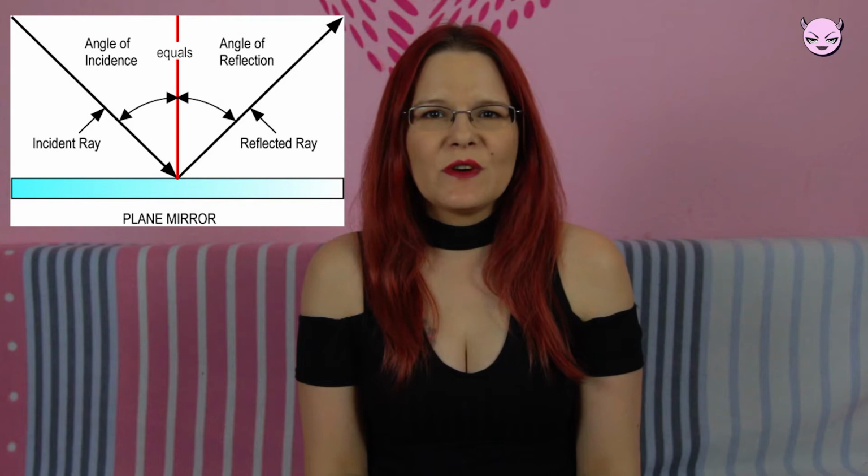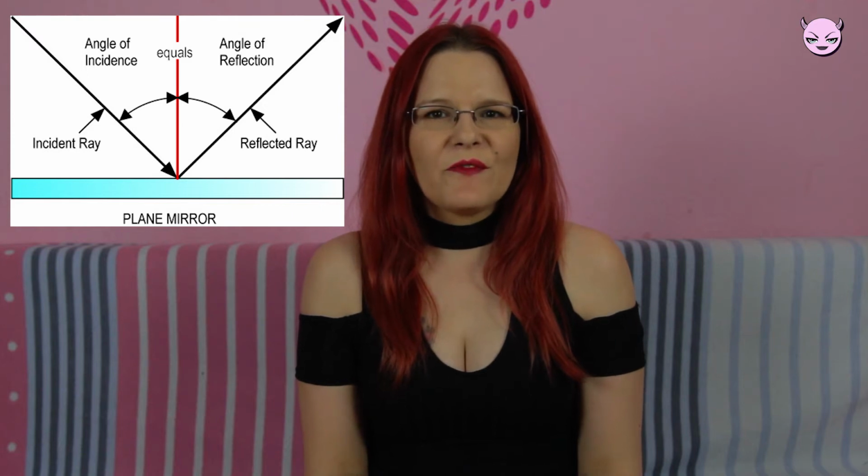I try to keep it simple. We all know what reflection is. For example, if we stand in front of a mirror and shine a narrow beam of light at it, we get a narrow beam of light reflected back off it. This is called specular reflection.